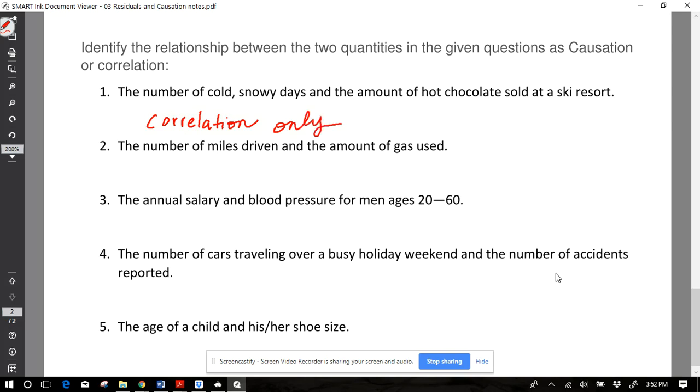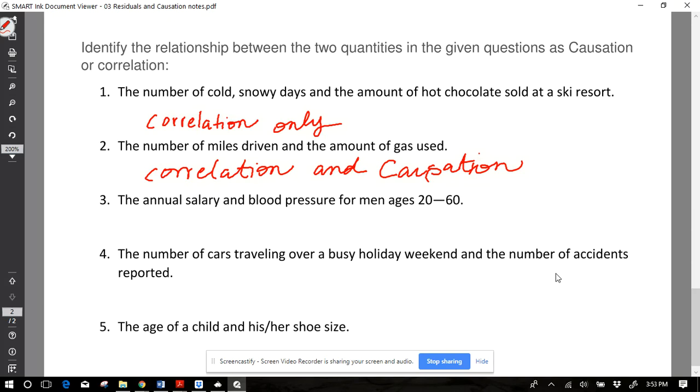What about the number of miles that you drive and the amount of gas that you use? Well, that's definitely a correlation. And then, does how much you drive your car affect how much gas you use? And the answer to that is absolutely yes. That is a causation. So that is definitely a causation. There is no doubt about it that the more you drive a car, the more gas that you use.